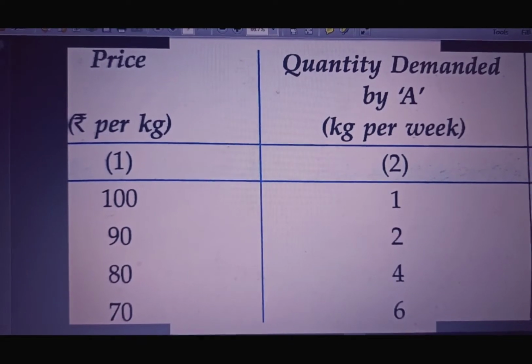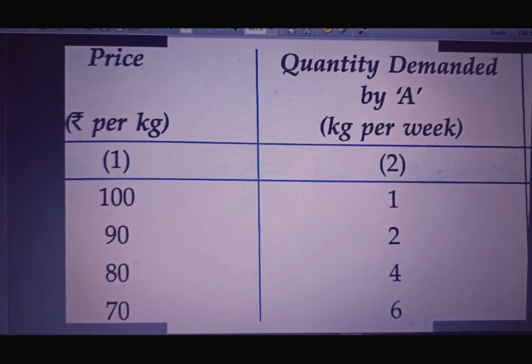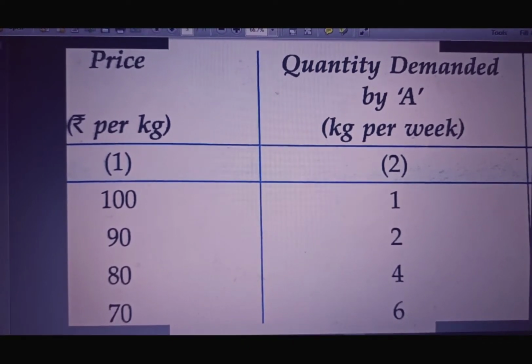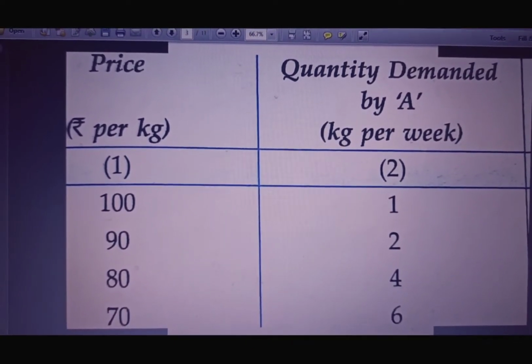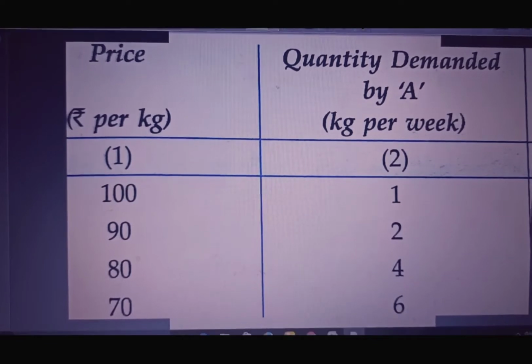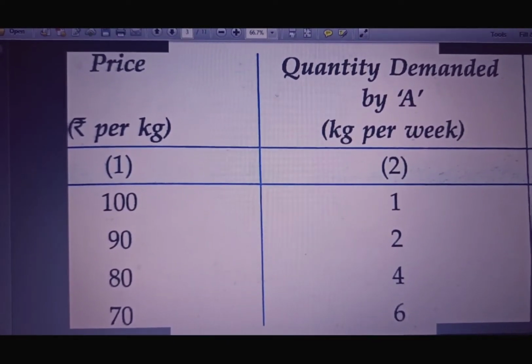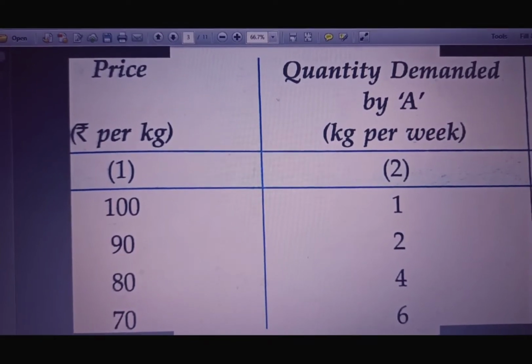One thing we have to keep in mind is that according to the law of demand, the higher the price, the lower the demand, and the lower the price, the higher the demand. This rule is followed by the individual demand schedule. I hope you understand how to make the demand schedule.